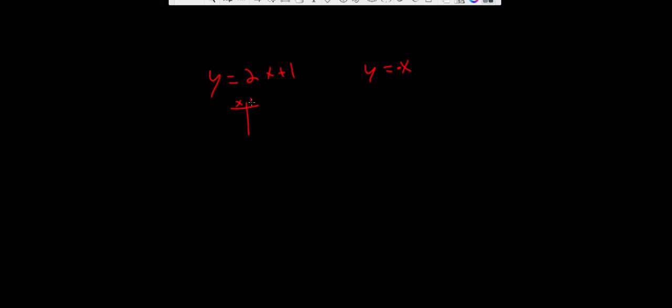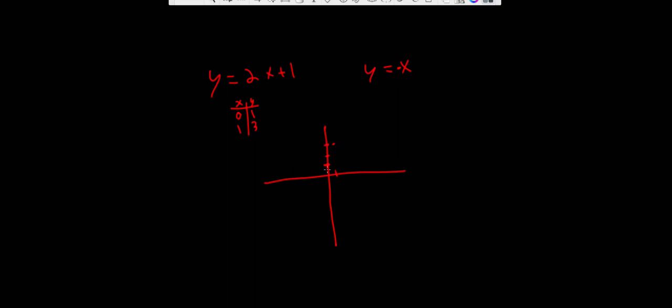I just make a chart of x and y values, and then I plug in points. So if I plug in 0, I get 1 for y. If I plug in 1, I get 2 plus 1, which is 3. So let's graph the first one. We get 0, comma 1, which is this point right here, and then 1, comma 3, which is this point right here.